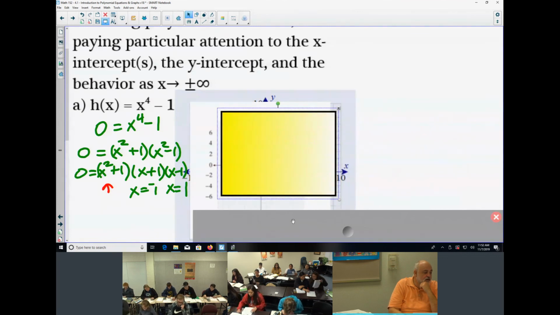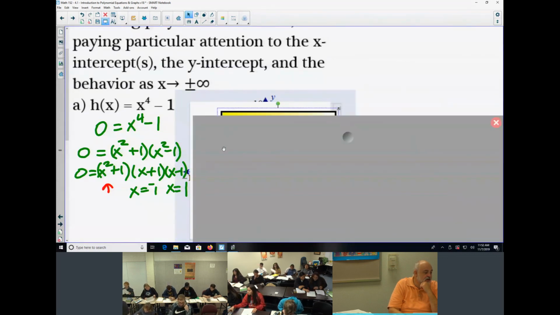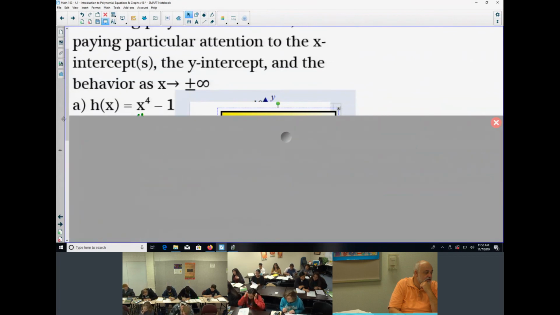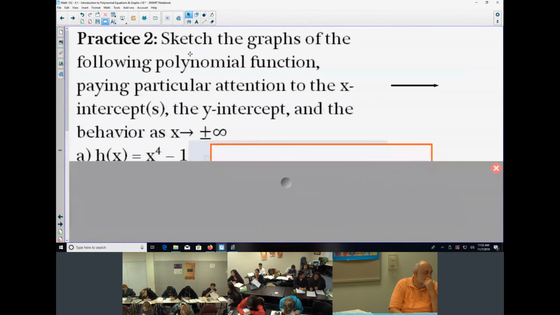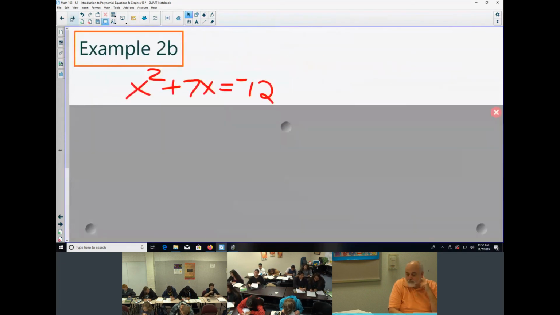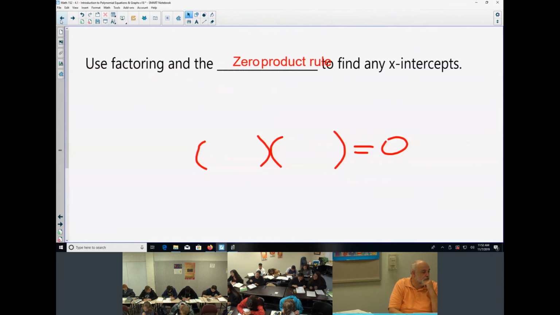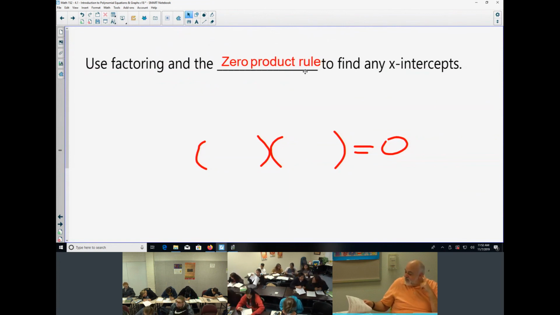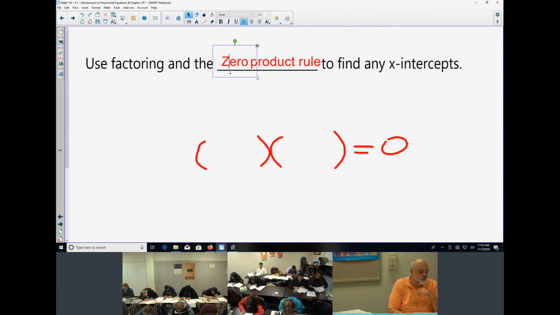So again, look for intercepts and the end behavior. Oh, and this is the blank you need to finish the bottom. Use factoring and the 0 product rule to find any x-intercept. So that's when you take each factor and set it equal to 0. That's the 0 product rule.